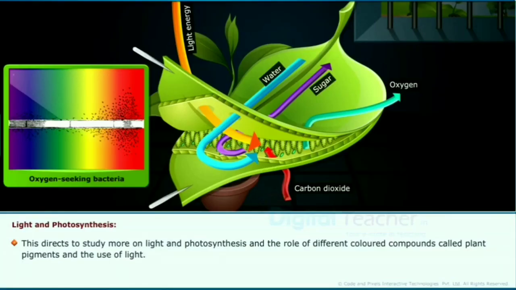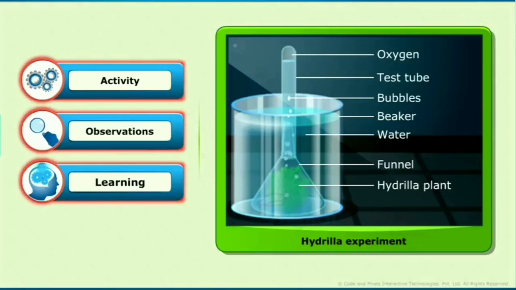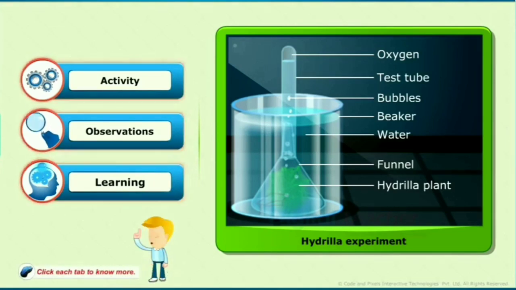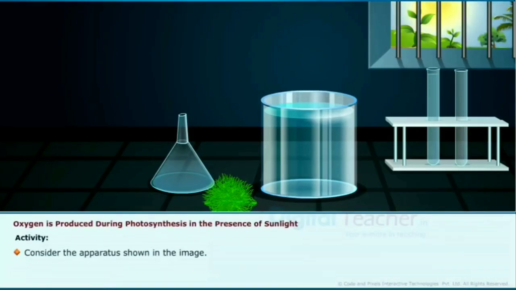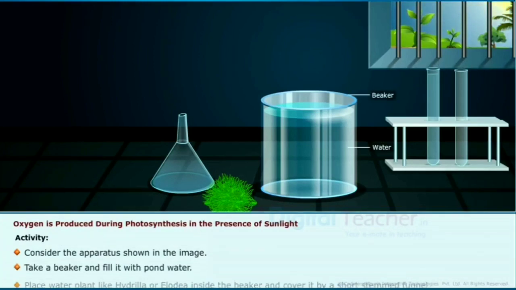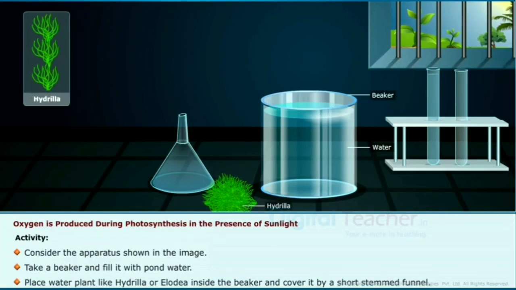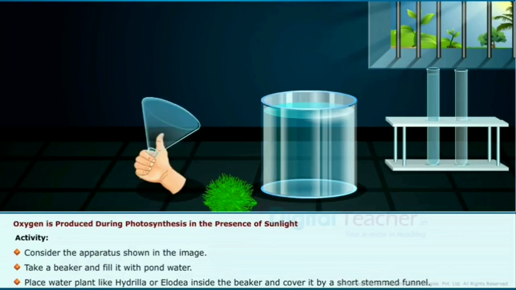Now, let us do an activity to learn about the production of oxygen during photosynthesis in the presence of sunlight. Here, let us perform an activity to understand how oxygen is produced during photosynthesis in the presence of sunlight. Click each tab to know more. Consider the apparatus shown in the image. Take a beaker and fill it with pond water. Place a water plant like hydrilla or elodea inside the beaker and cover it with a short-stemmed funnel.